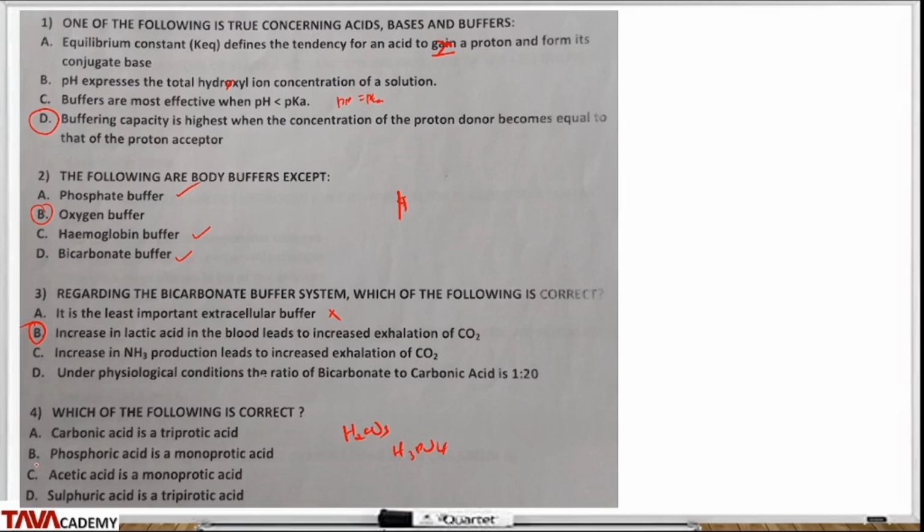That's very correct. So that's CH3COOH. So this is a monoprotic acid. Sulfuric acid is diprotic, not triprotic. So this is wrong. So the best option here is option C for question 4.